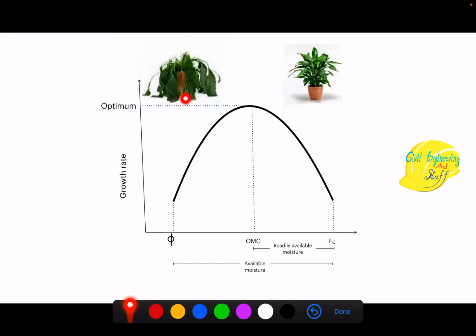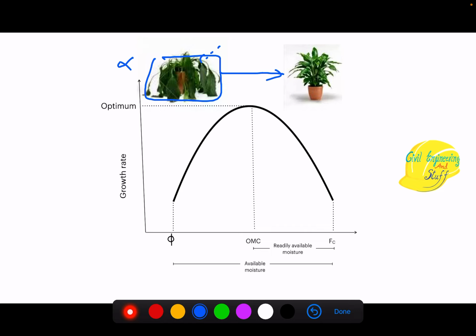And after 5 days, let's say, you again water your plant, it will again regain its natural state. So the plant at this stage has not completely dried out, but it starts to wilt. It's not completely dead, but if you go beyond 5 or 6 days, it will be completely dead.